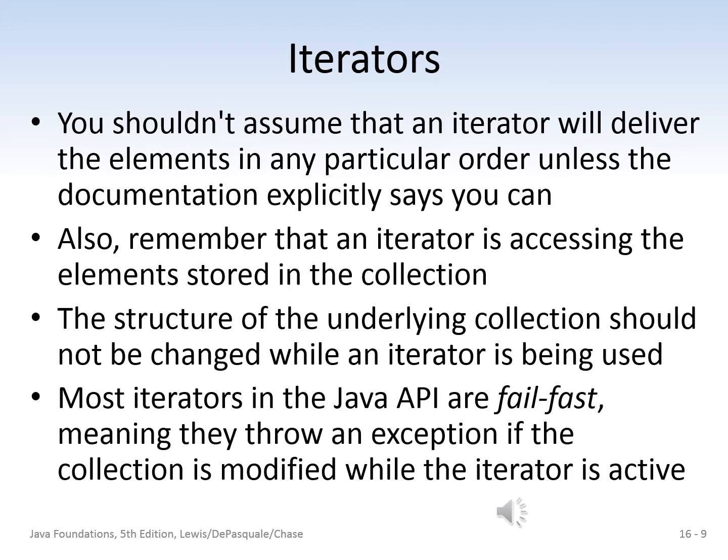I thought all iterators in the API were fail fast, but I'll assume the author of the textbook might know a little more than me. He claims that most iterators in the Java API are fail fast, which means they'll throw an exception if the collection is modified while the iterator is active.